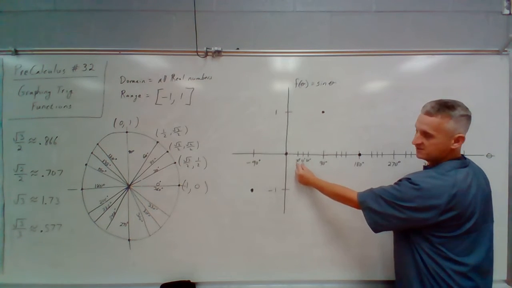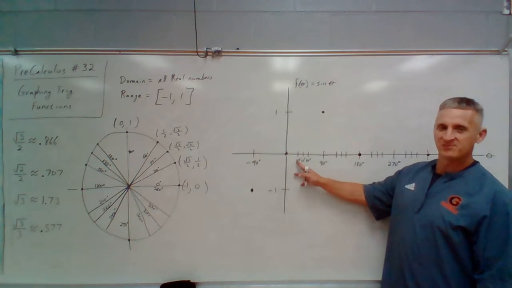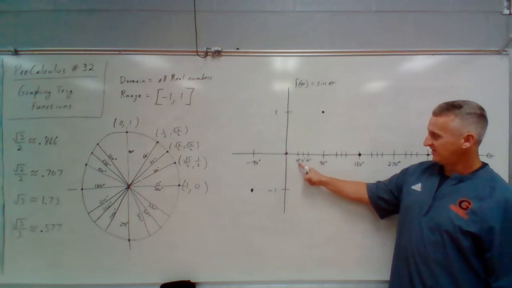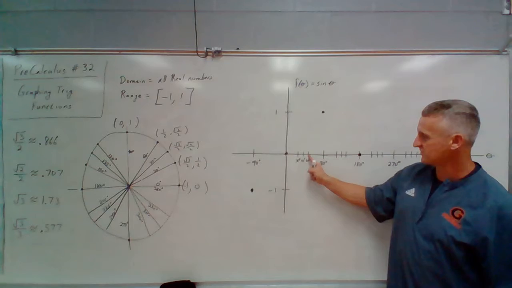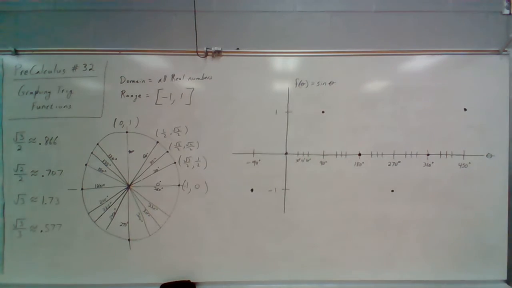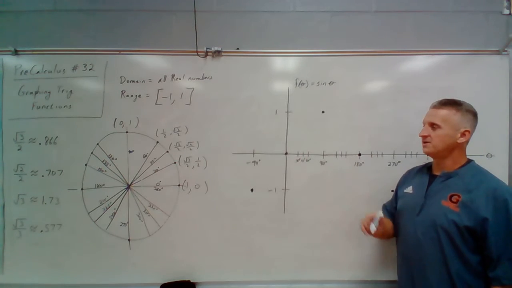Make sure your 30, though, is not exactly between 0 and 45. 30 is not halfway between 0 and 45. 30 is 15 degrees from 45, but it's 30 degrees from 0. So make sure those are spaced approximately correctly. All right, what's the sine of 30 degrees?